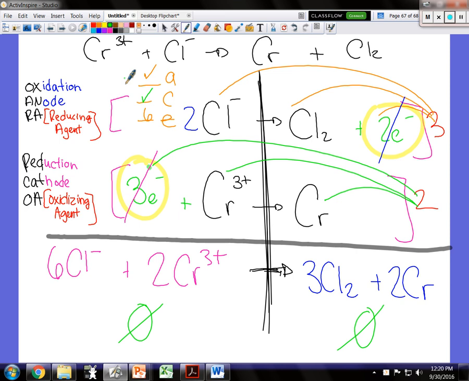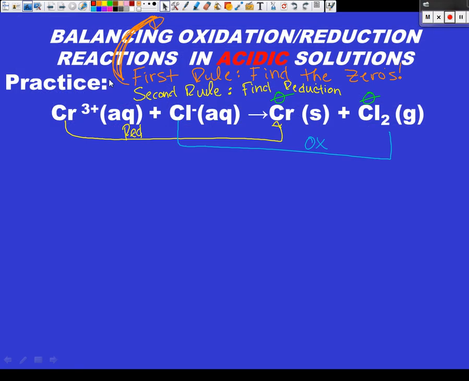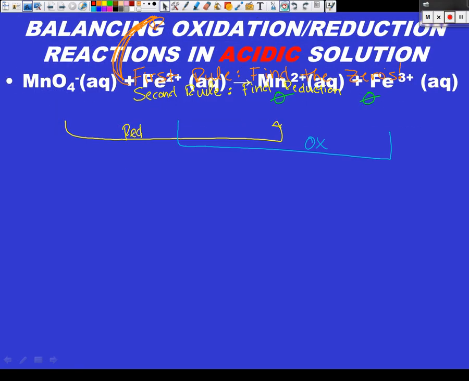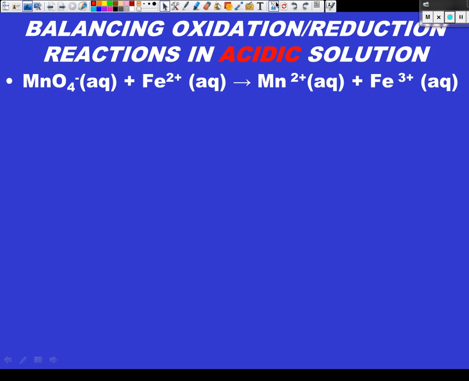Now do you see why the ace in the hole is important? We'll talk about that in electrochem. Perfect. Any questions? Don't worry about it. Yes, ma'am. Equilibrium. Okay. All right. Let's do one more together, and then I'm going to give you guys a chance to work on one on your own.